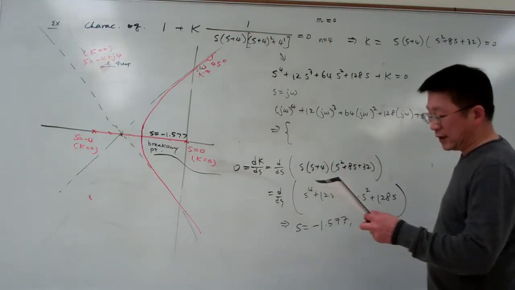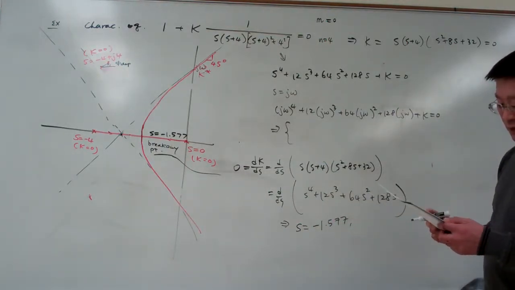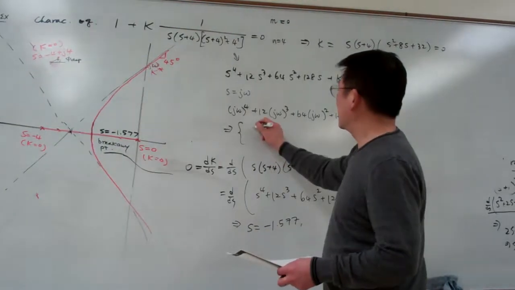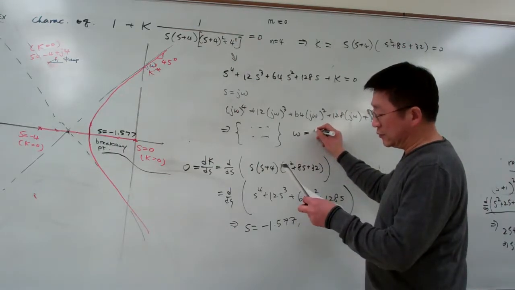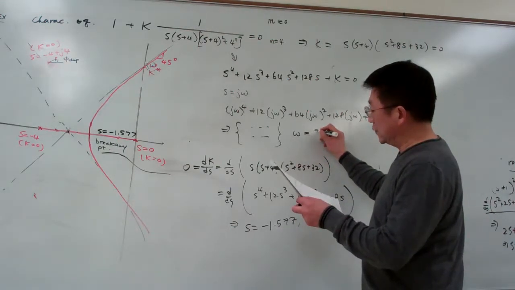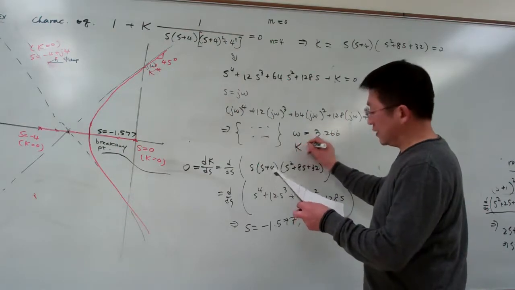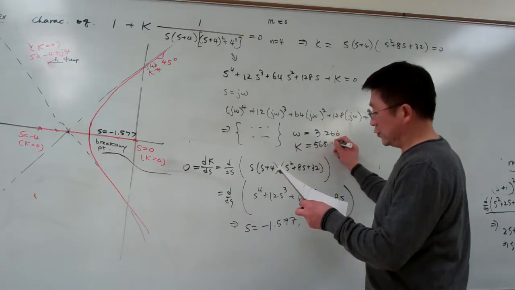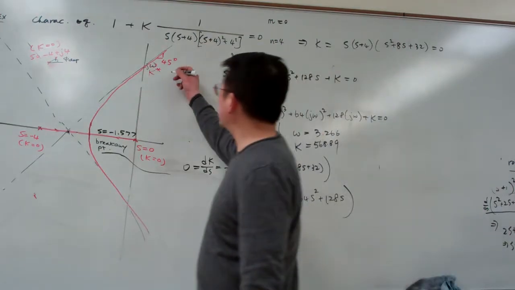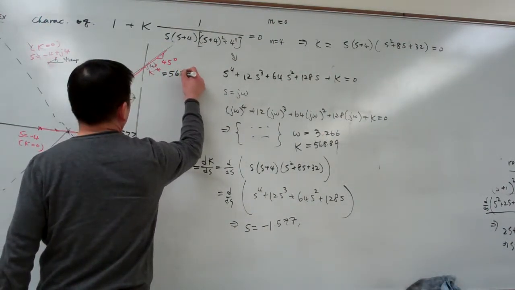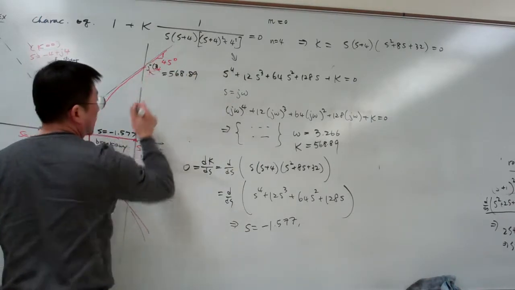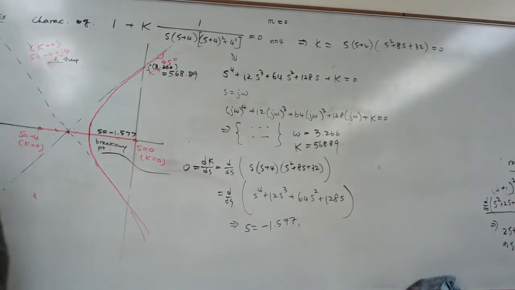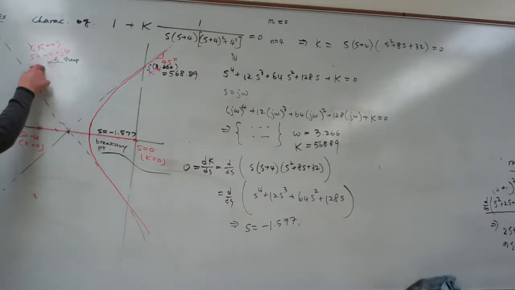Okay, so from here we have two values, and I leave that detail to you. And here we can solve for omega equal to 3.266 and k value equal to 568.89. So that means k star here is 568.89. And this omega here is j times 3.266. You good? Okay. And now we resolve the two branches, and then we take care of the other two branches.